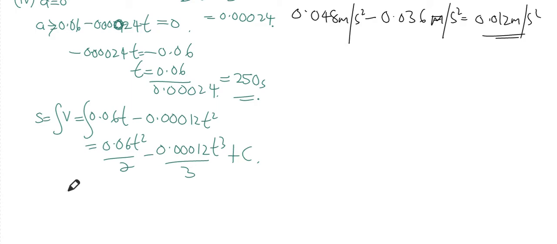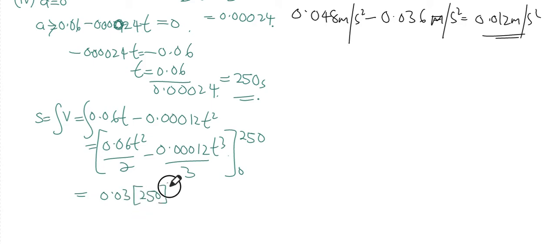Since the limit is between 0 and 250, we don't have to find what c is, because the question here asks what distance B has traveled at its maximum speed. So I don't need that; the limit will be between 0 and 250. So let's do this.